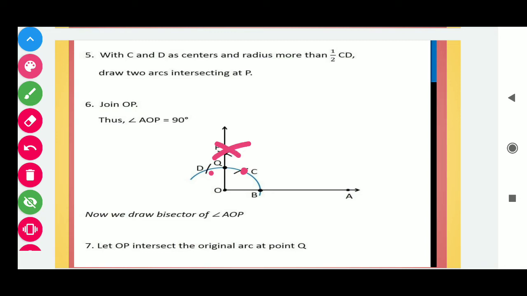So in this way we join OP. This makes the 90-degree angle. And after that we have to make the 45-degree. So put your pinpoint at B point, mark an arc, and in the same way put your pinpoint at Q and mark an arc again. That makes the 45-degree angle.